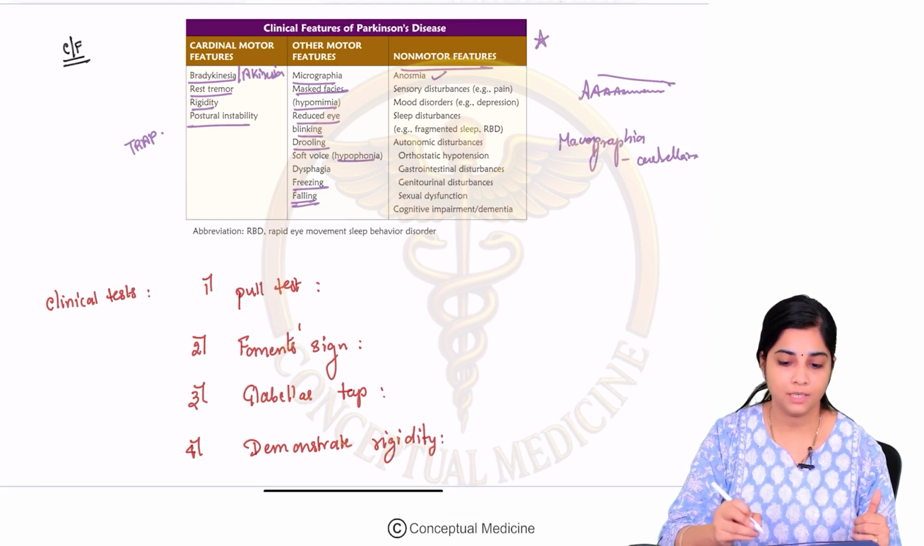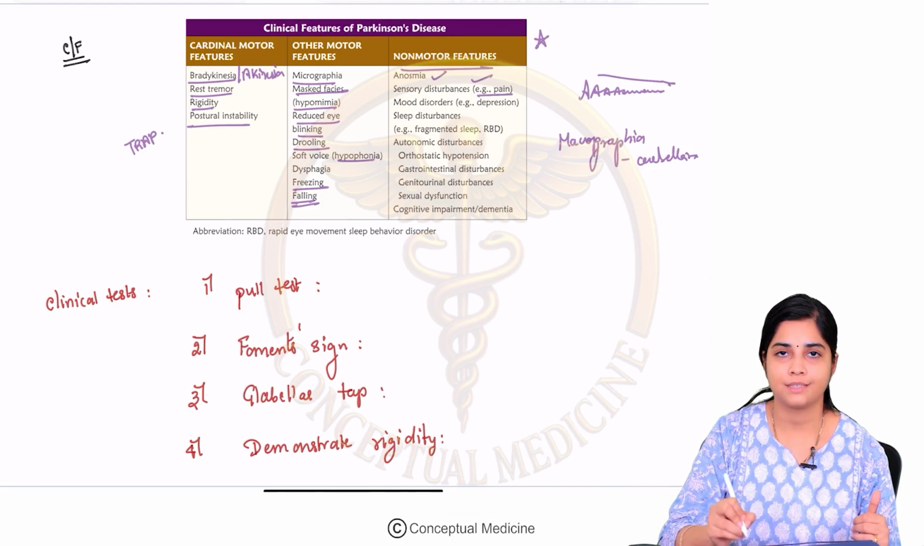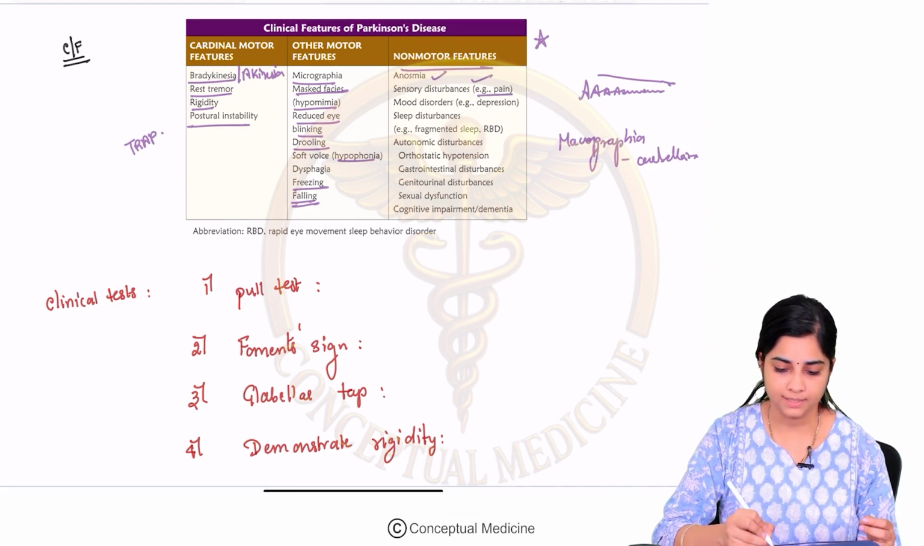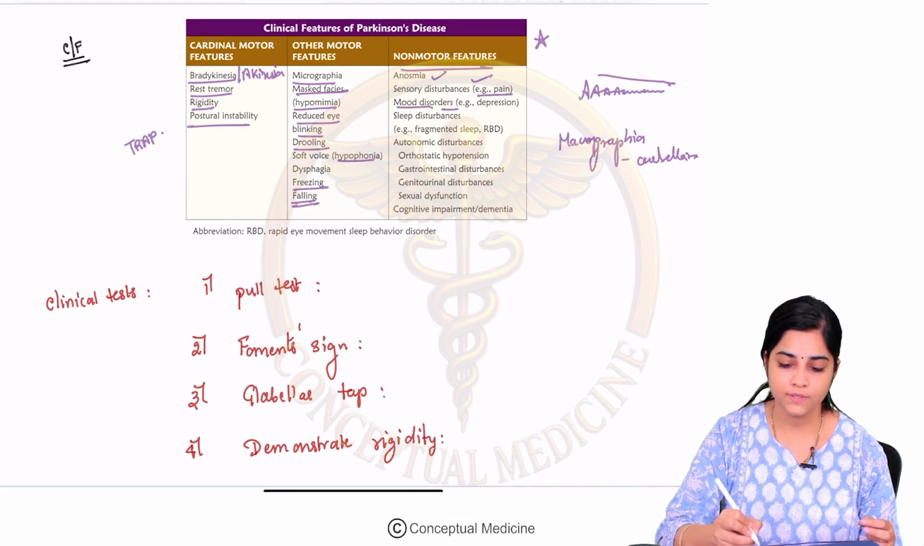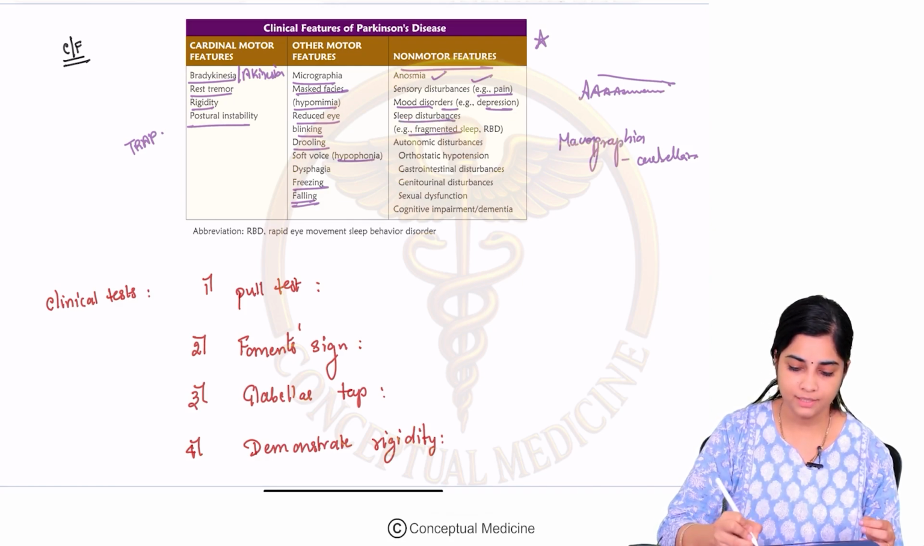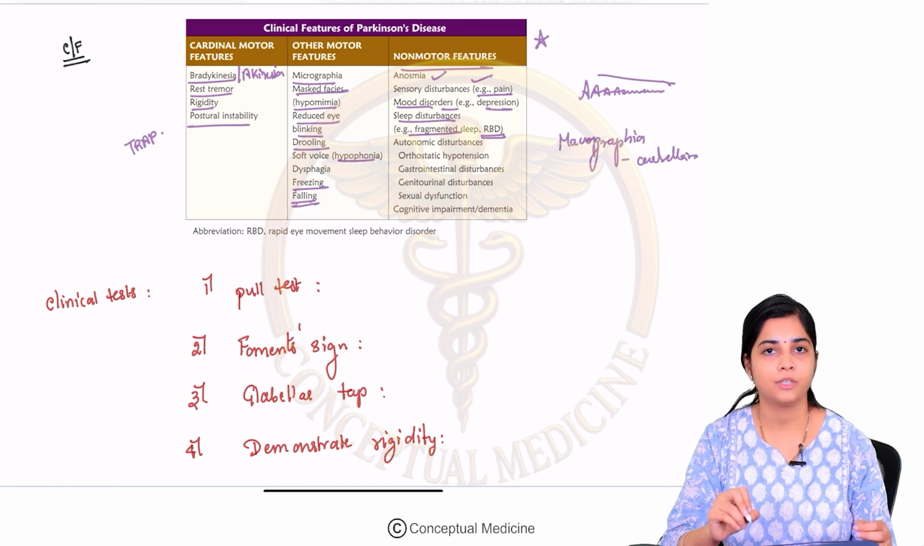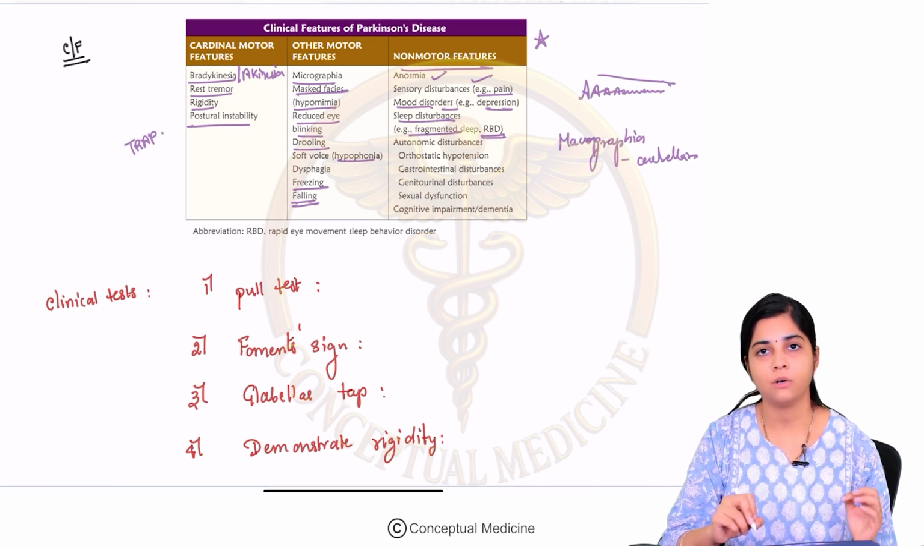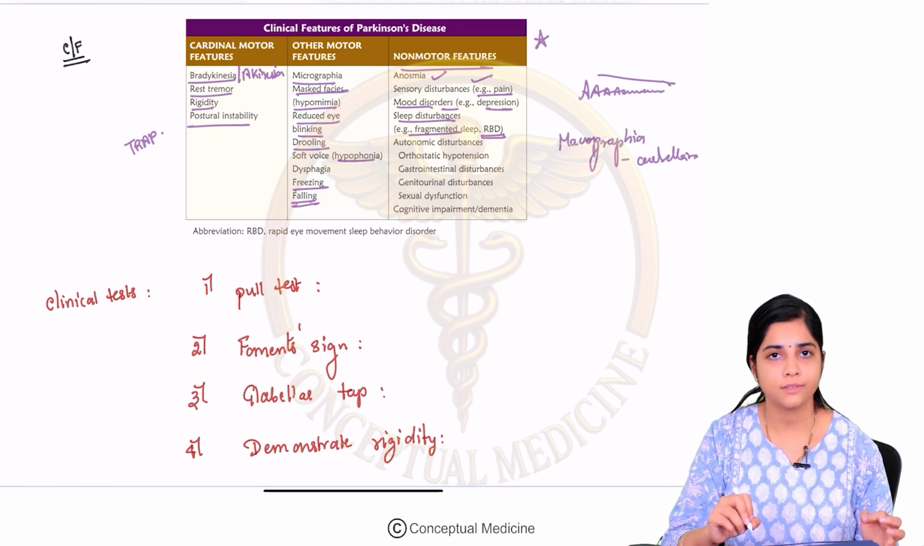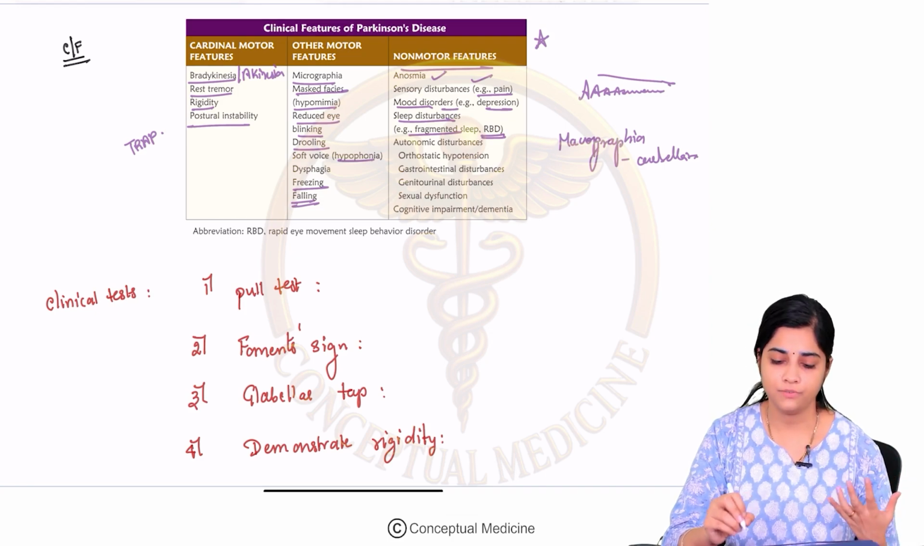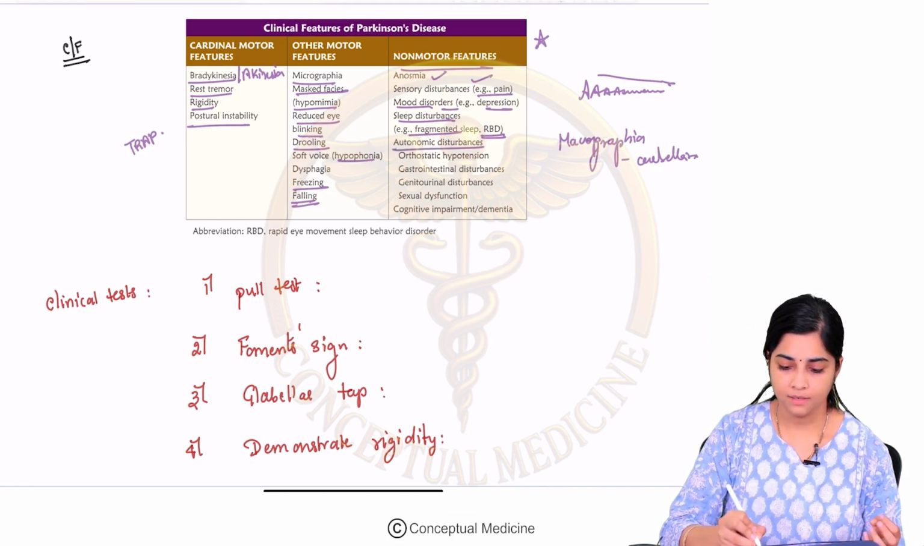One is anosmia. Then sensory disturbances. They have a lot of non-specific pains. They can have associated mood disorders like depression and sleep disturbance, where you have fragmented sleep, and REM sleep behavioral disorders. Very, very common. Also, they can have restless leg syndrome, right? So they have a lot of sleep disturbances.